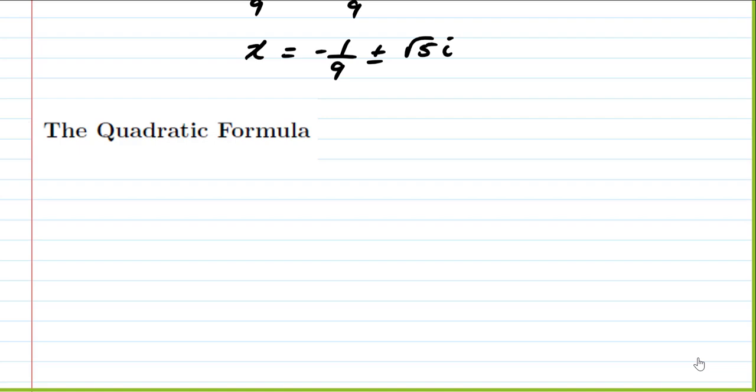X equals negative b plus or minus the square root of b squared minus 4ac all over 2a. Kind of seems like it's just this random thing, right? Turns out in mathematics, unless you're talking about probability, nothing is random. So where does the quadratic formula come from?